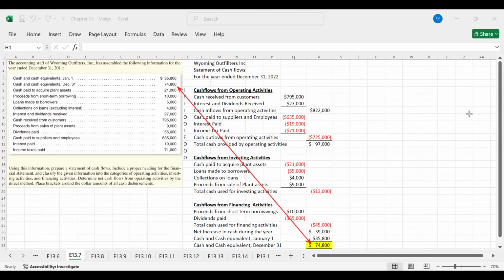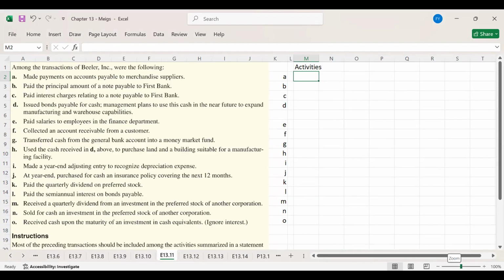We are going to do two more exercises in this lecture, and the next one is 13.11. So class, this is exercise 13.11, and you can see that these are different transactions related to cash, and we are going to classify these transactions into one of the three activities, that is operating, investing and financing activities. So the first one is made payments on accounts payable.